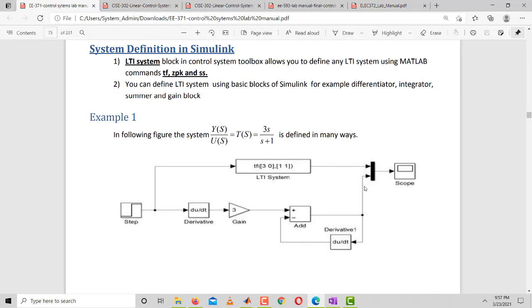We have been given a very simple transfer function, 3s over s plus 1. It can be defined in various ways, but the easiest thing is to use the LTI system block in your Simulink. The next is we can implement it using the blocks of differentiator, integrator, summer and the gain block.